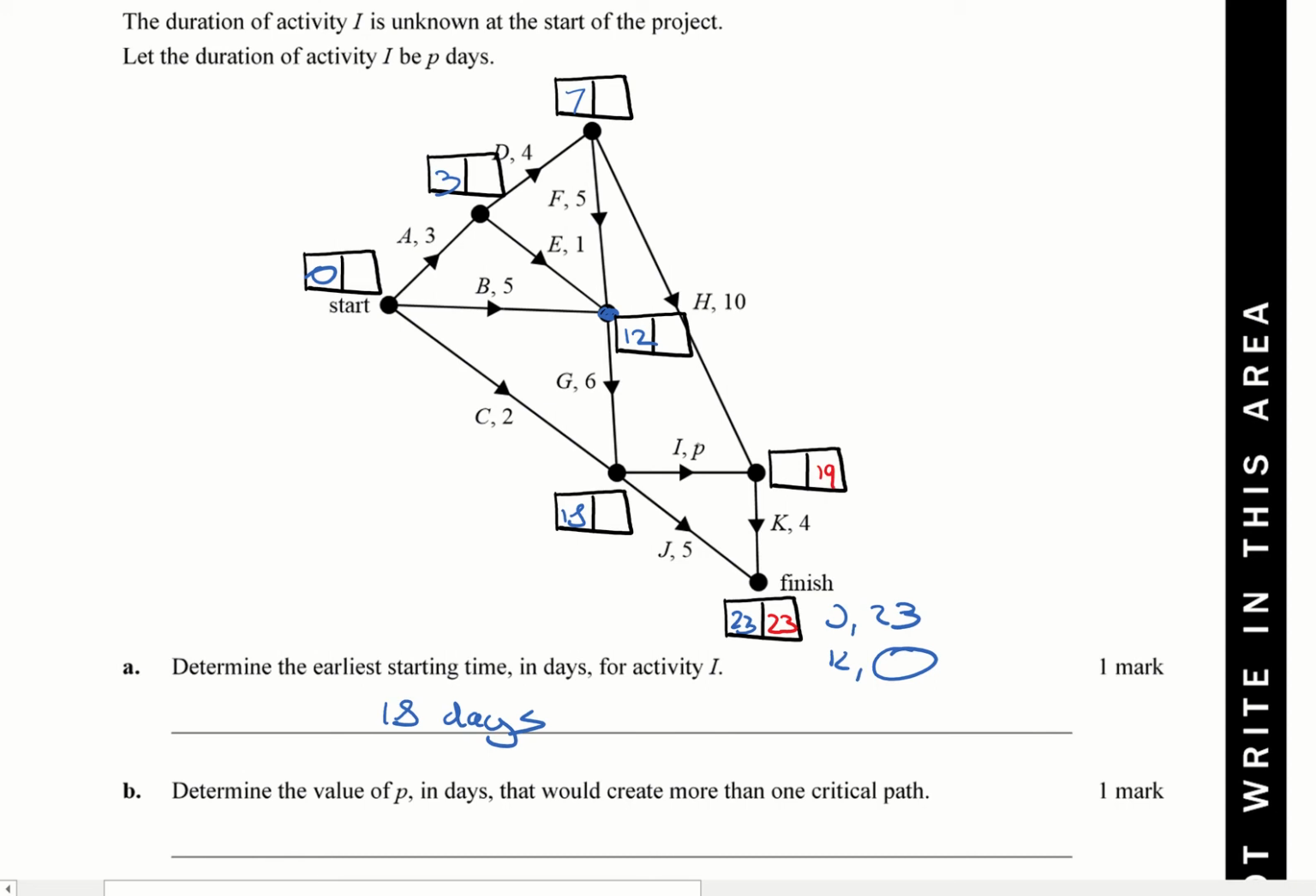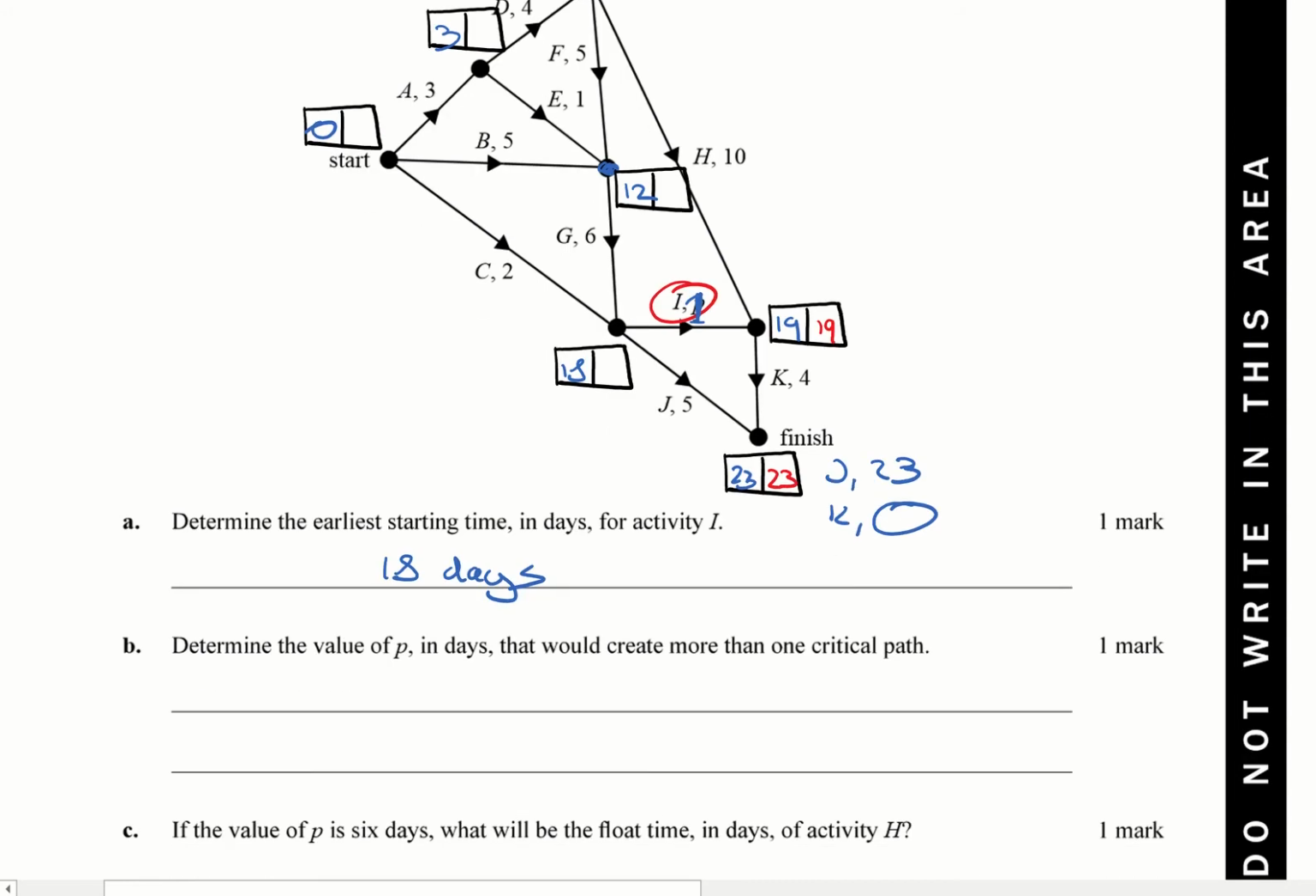So that means for this part coming into here, this number here needs to be 19. And for me to get 19 there, I have to do 18 plus 1. So that means my I, in this case, would be P equals 1. All right.